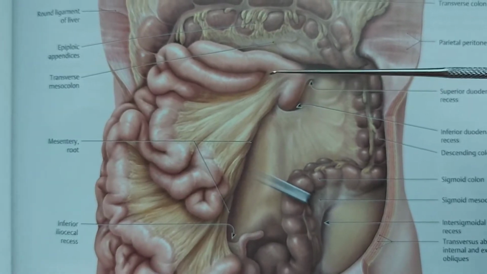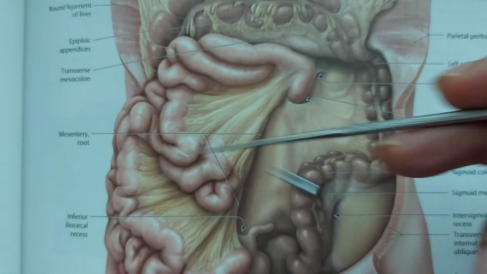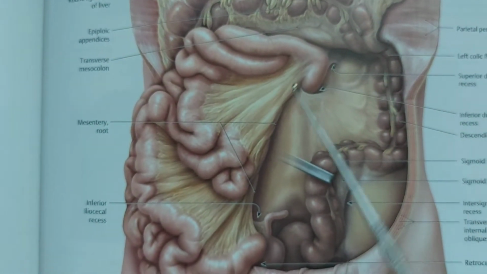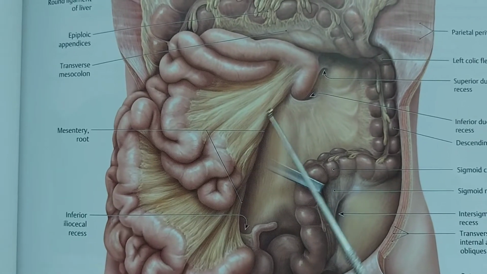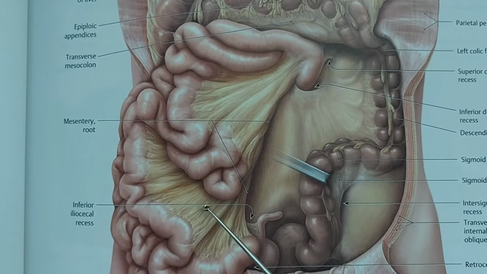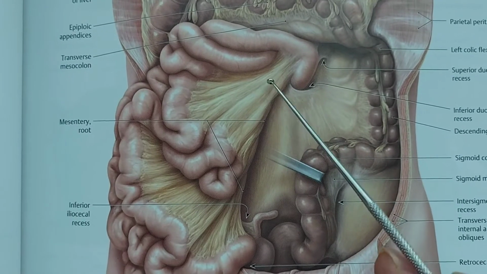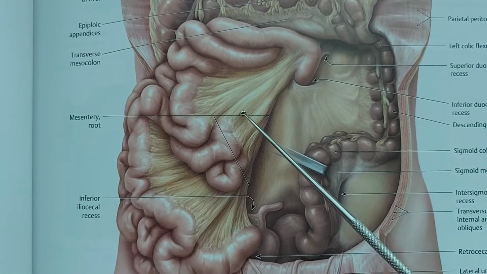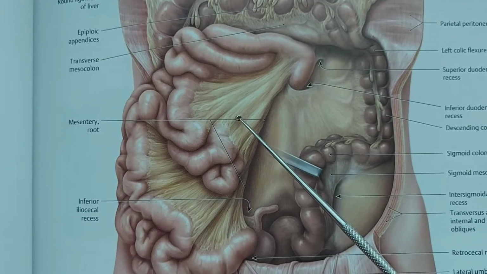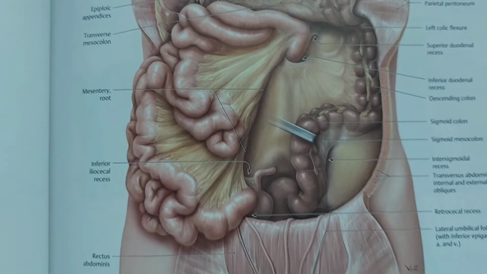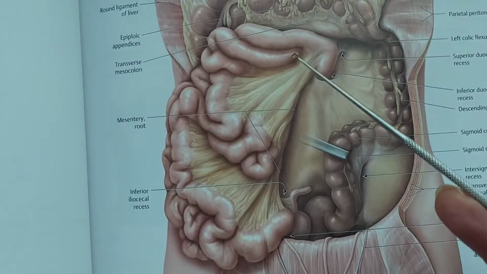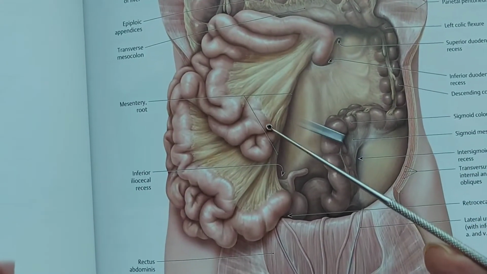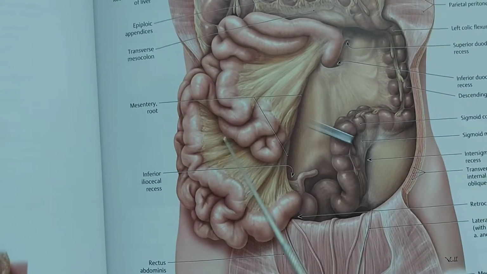Here we can see that the small intestine is retracted, and this small intestine is attached to the posterior abdominal wall through a fold of peritoneum. This fold is known as the mesentery. This is the mesentery. If we cut this intestine from the mesentery, we can see it like this.